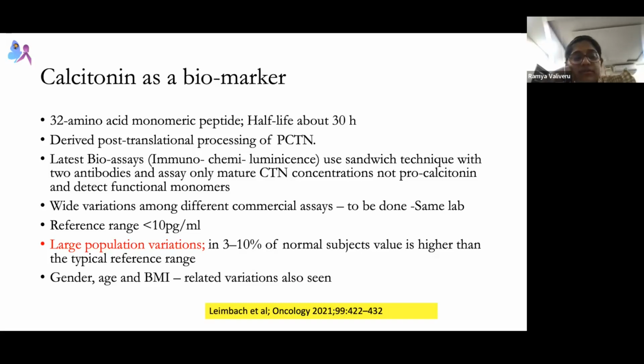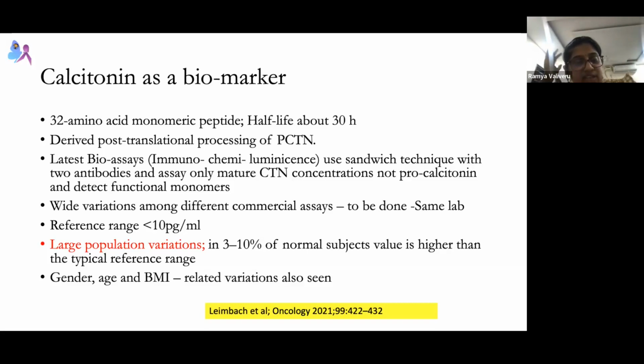Yes. So we have calcitonin and CEA estimations with us. We keep doing these standardizations often. The technique used is an immunochemiluminescence assay using the sandwich technique with two antibodies. The assay measures only the mature calcitonin concentration, not the procalcitonin. There could be wide variations among different commercial assays depending on the reagent and the way it is done, so it has to be done in the same lab.